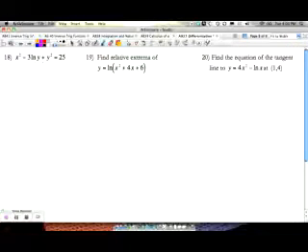For this one here, we're looking at implicit differentiation. When you have implicit differentiation, that means that we have y's and x's all mixed together. So that means every time we take the derivative of something with a y, it's going to wind up also being multiplied by dy/dx.